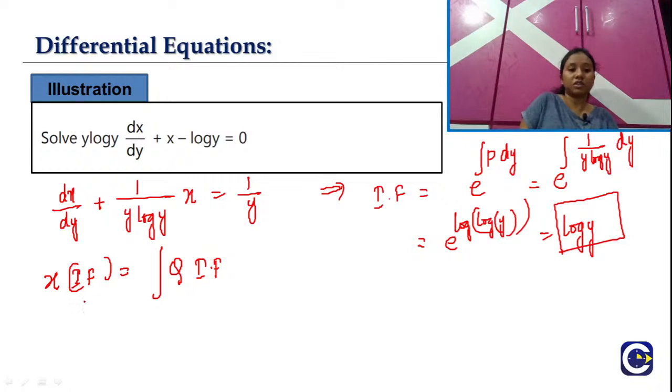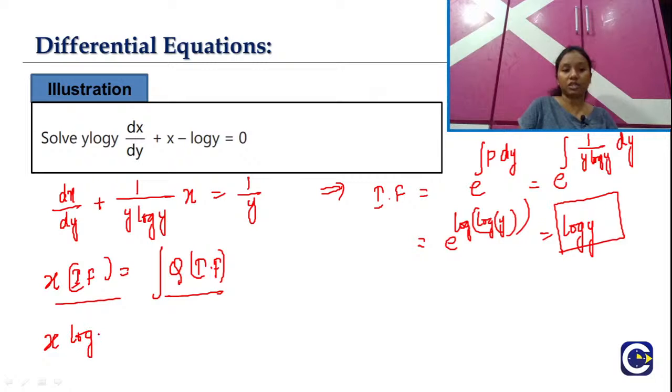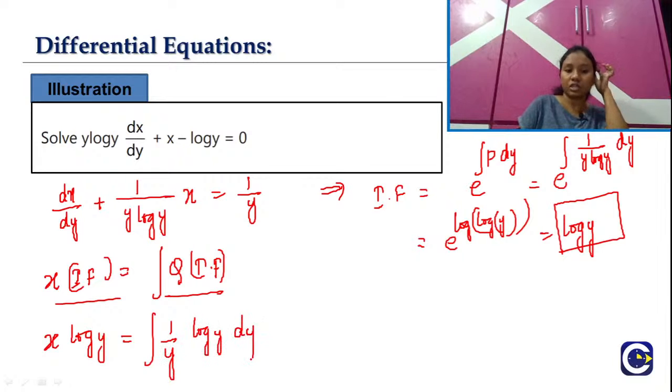So this is our format for writing the solution of the linear differential equation, guys. We have already found the integrating factor, so let's just substitute that here. So x into log y is equal to integration of q, which is 1 by y, and integrating factor log y dy here. Right, so just do the integration here. There is nothing to solve on the left hand side of the equation, so we have to further solve the right hand side here.